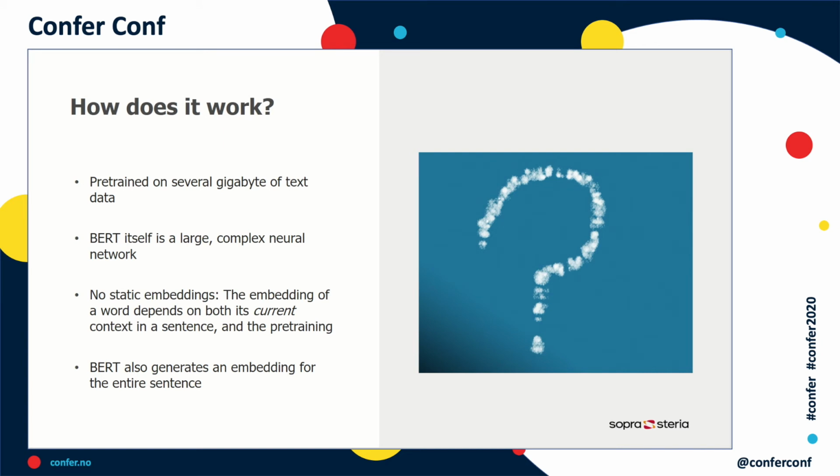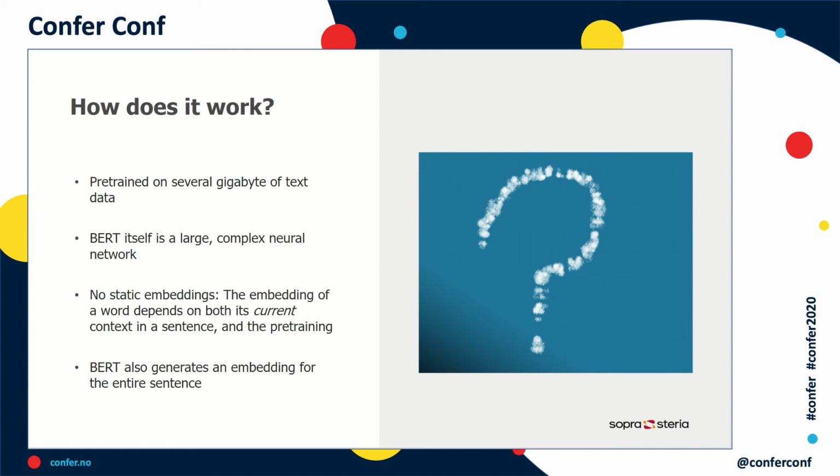So how does BERT work? It is pre-trained on several gigabytes of text data. Different models are trained on different data sets, but common data sets include Wikipedia or digitized books or news articles and so on. BERT itself is an extremely large and complex neural network, so I won't go into detail about that architecture now. But if you're interested, there are several resources available online, as well as the original paper.